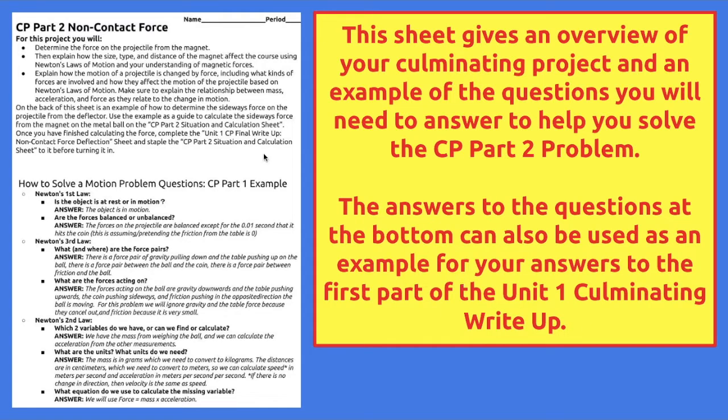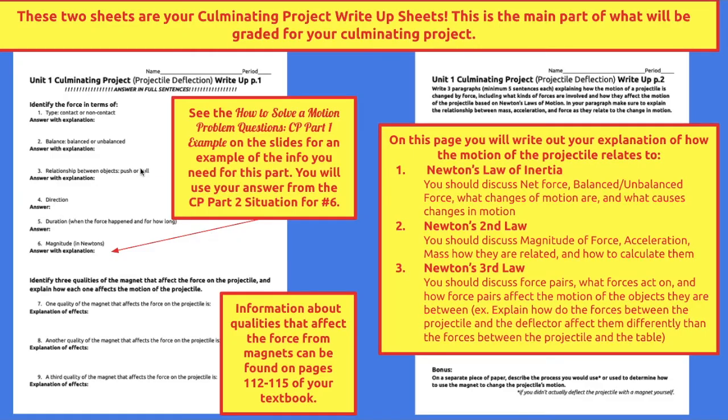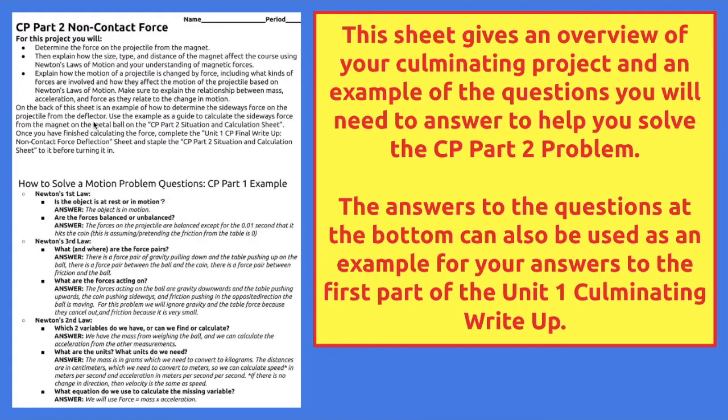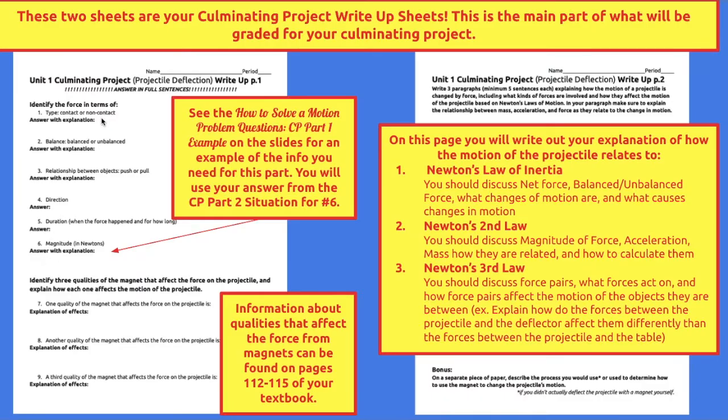So this first sheet that you'll be getting is just kind of the overview. And at the bottom has answers to Culminating Project Part 1, where I deflected the projectile using a coin. And these can be used for the other parts of your project. So you'll also be getting this Unit 1 Culminating Project write-up sheet. And so those answers at the bottom of the last slide in that sheet should help you with answering these questions for the part 2, which is the magnetic non-contact force deflection.